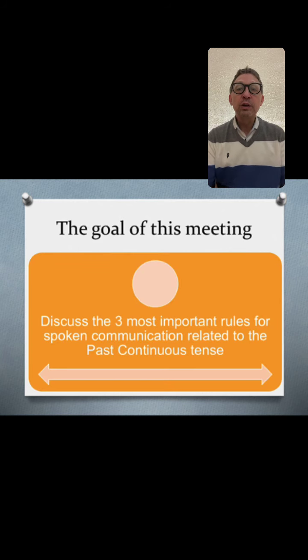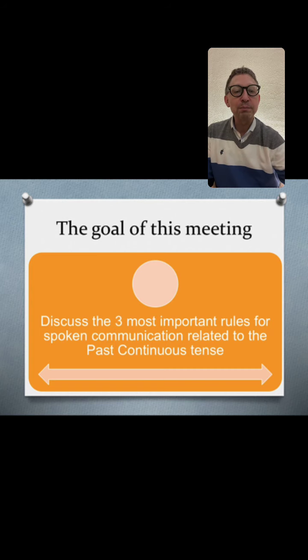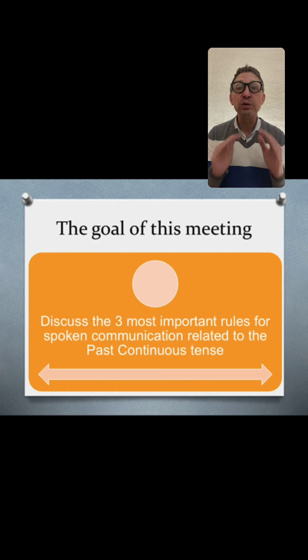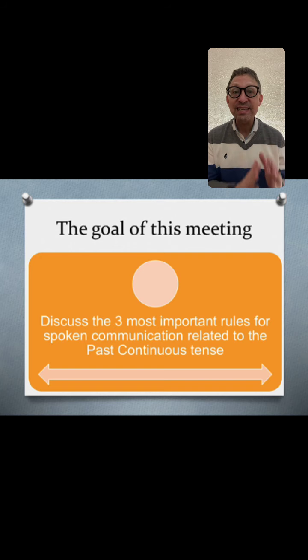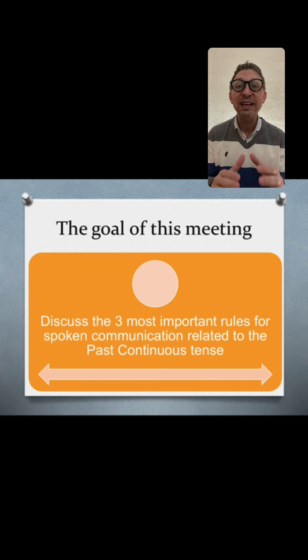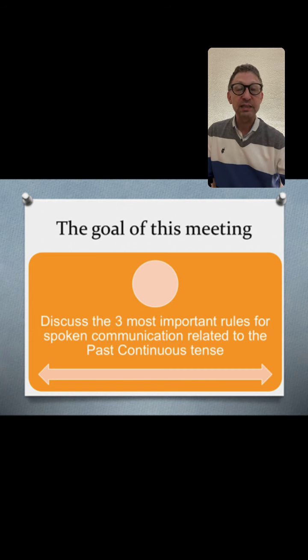Now, in particular, the goal for this meeting is to discuss the three most important rules for spoken communication related to past continuous tense. So I'm going to focus on the three most important rules. And this is actually going to be hopefully a help for teachers. And I'll give you a spoiler now, one of the key ideas at the end of the live that I'm going to highlight is that you don't want to teach too much or try to teach everything in one session. It's better to teach a few things clearly than many things that are not so clear. I'm going to focus on the three most important instances of past continuous with spoken communication.